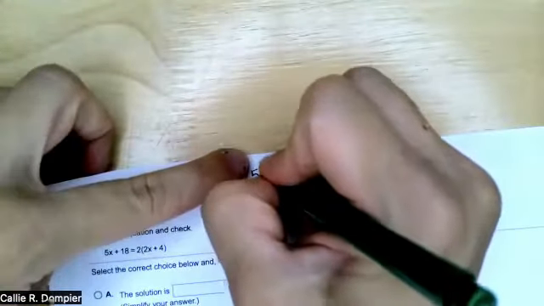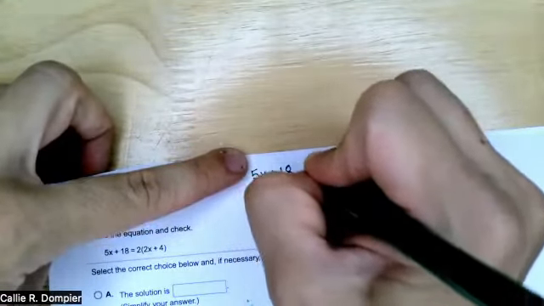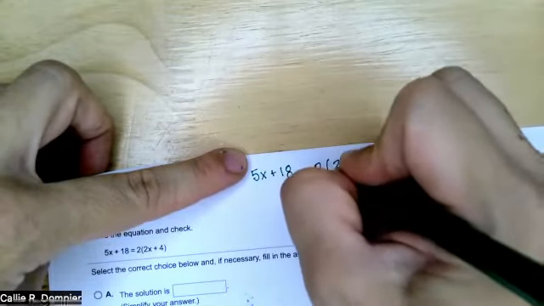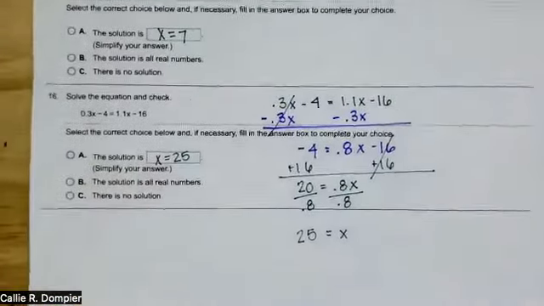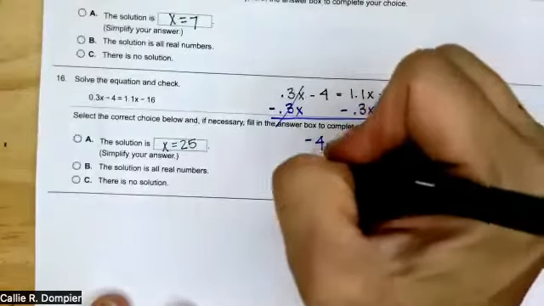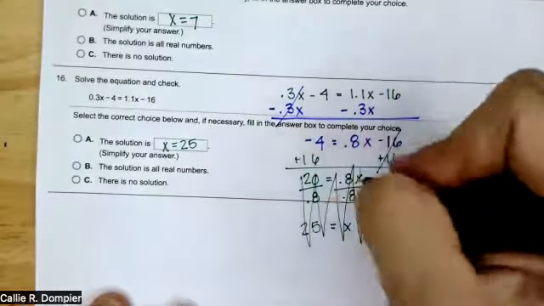Here we have 5x plus 18 equals 2 times the quantity 2x plus 4. Yes. All right, what? Oh, you're right. I'm sorry. Thank you.